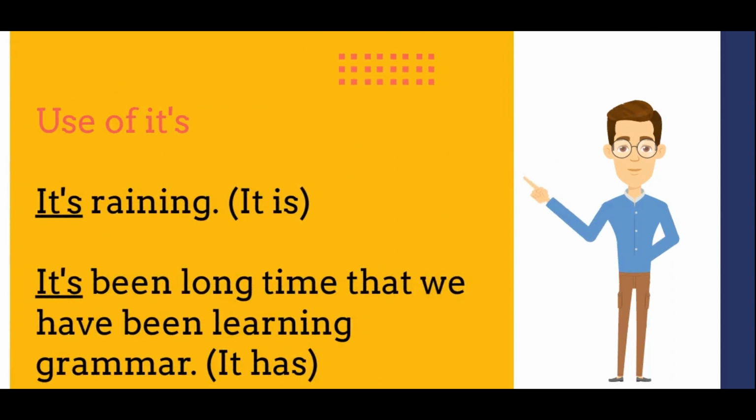Now, let's look at it's with an apostrophe. This is a contraction, combining it and either is, was or has. For example, it's raining or it's been a long time that we have been learning grammar. In both cases, it's is short for it is and it has, respectively.